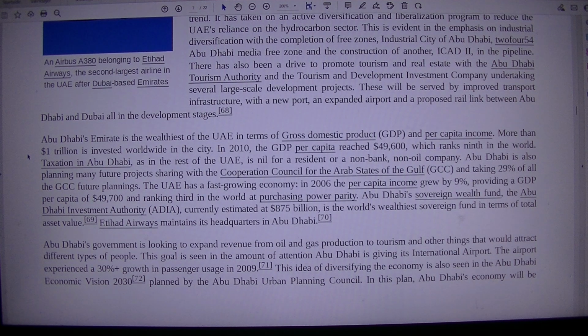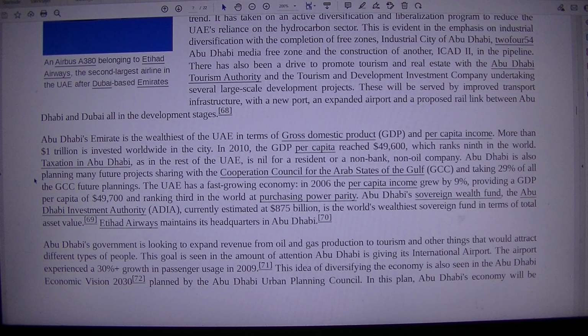Abu Dhabi's Emirate is the wealthiest of the UAE in terms of gross domestic product, GDP, and per capita income. More than $1 trillion is invested worldwide in the city. In 2010, the GDP per capita reached $49,600, which ranks 9th in the world. Taxation in Abu Dhabi, as in the rest of the UAE, is nil for a resident or a non-bank, non-oil company. Abu Dhabi is also planning many future projects sharing with the Cooperation Council for the Arab States of the Gulf, GCC, and taking 29% of all GCC future plannings.